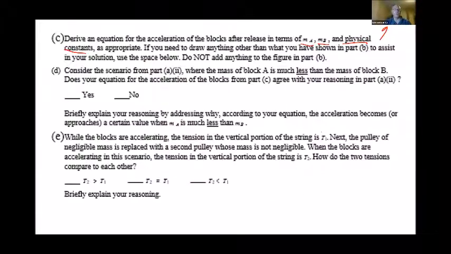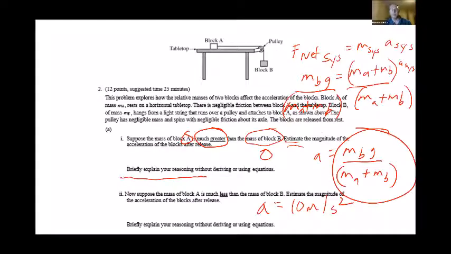All right, well, let's finish this one up then. So consider the scenario from part A2 where the mass of block A is much less than the mass of block B. Does your equation for the acceleration of the blocks from part C agree with your reasoning in part A2? So let's go back to my equation.